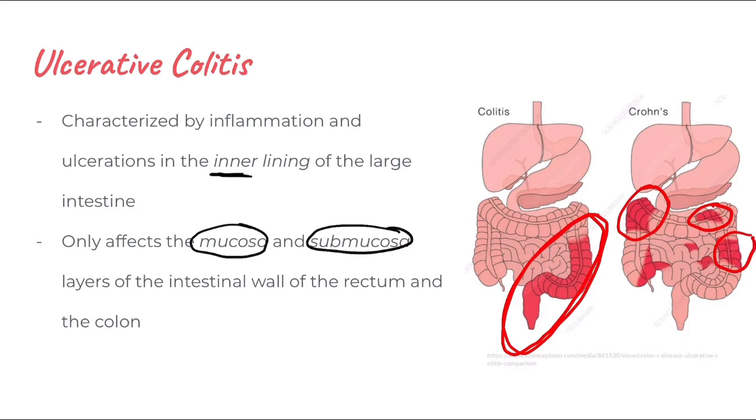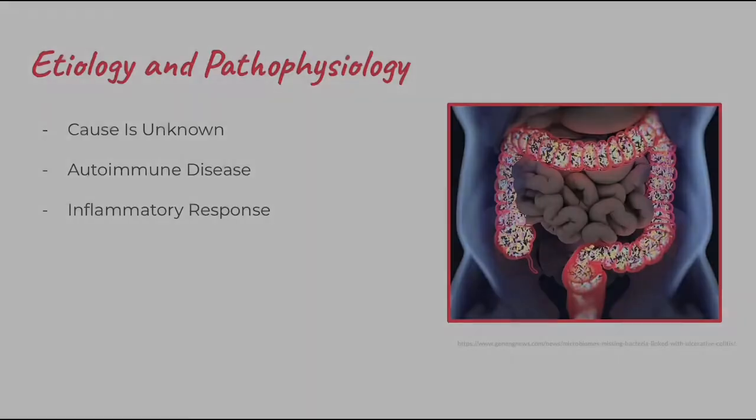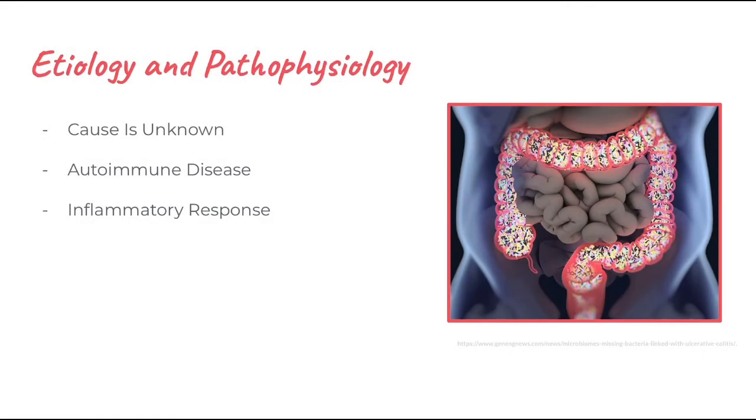To better understand the pathophysiology of ulcerative colitis, it is important to understand the functions of the colon. The colon and rectum are part of the large intestine. It is the final part of the digestive system. Its primary role is to reabsorb fluids such as water and electrolytes and process waste products from the body to prepare for its elimination. The exact cause of ulcerative colitis remains unknown.